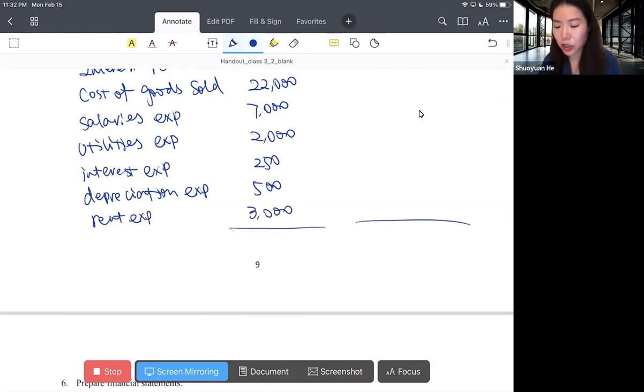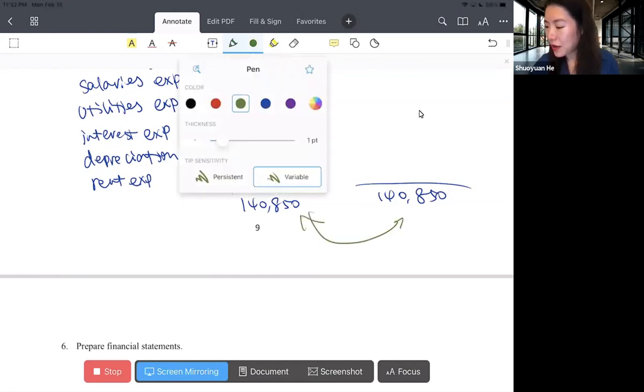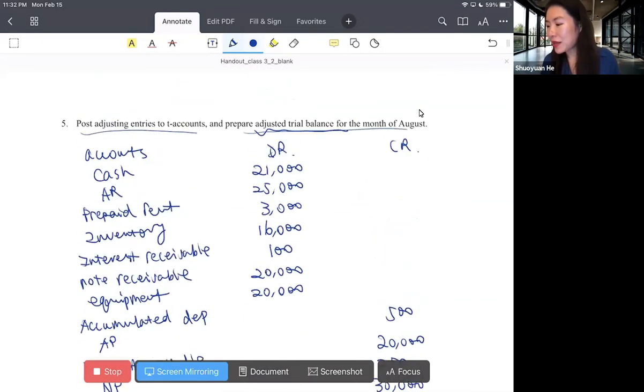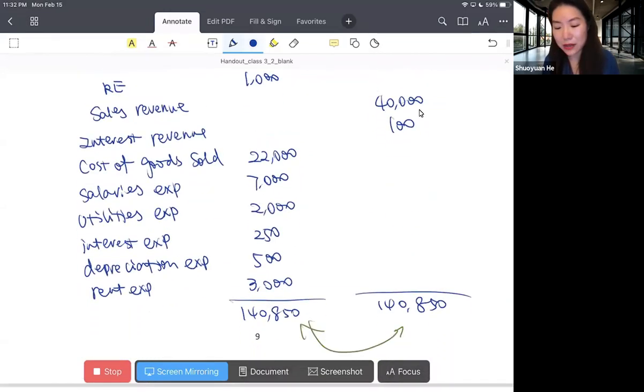So if you calculate the total on the debit side and the total on the credit side, they should be the same. So they should still be the same as before, because even after those adjusting entries, for each adjusting entry, debit should be equal to the credit side. So even after posting those adjusting entries on your trial balance, the amount of the ending balance on the debit side should always be equal to the ending balance at the credit side.